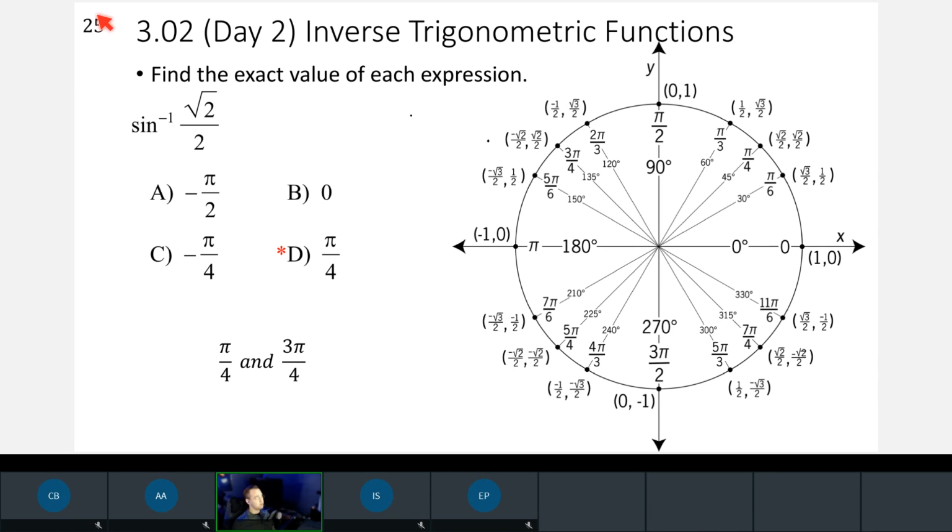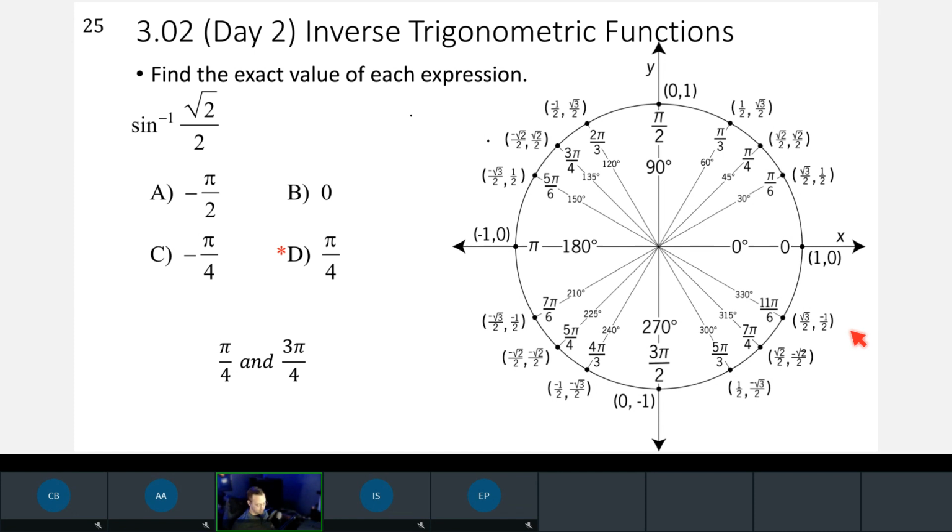True, but the problem doesn't state a domain restriction. Does that make sense? Remember, the domain restriction is pre-programmed in your calculators. That's why it wouldn't give you the other answer. Yes, inverse functions do need a domain restriction to give only one solution.